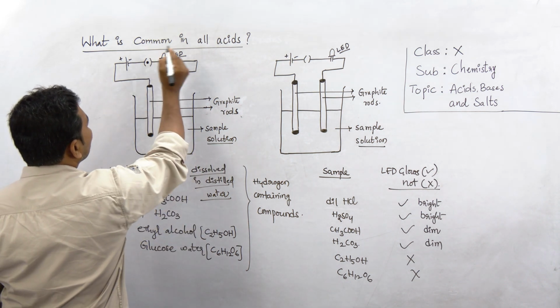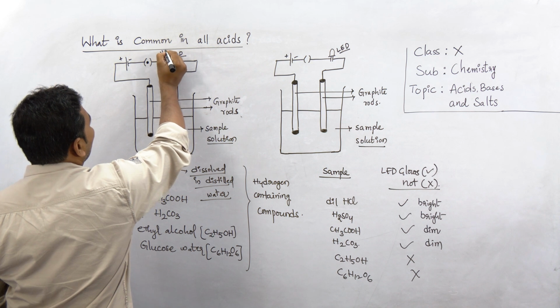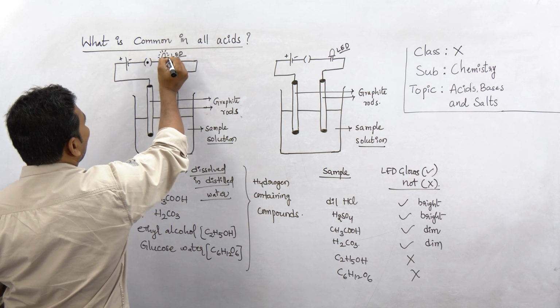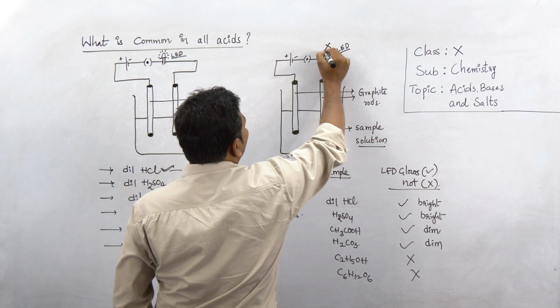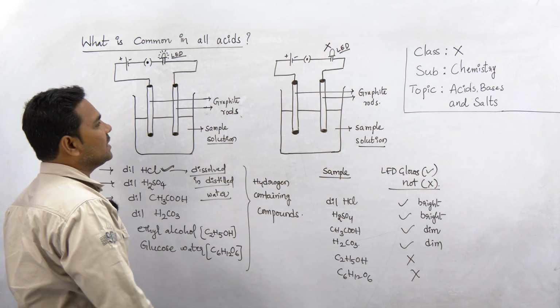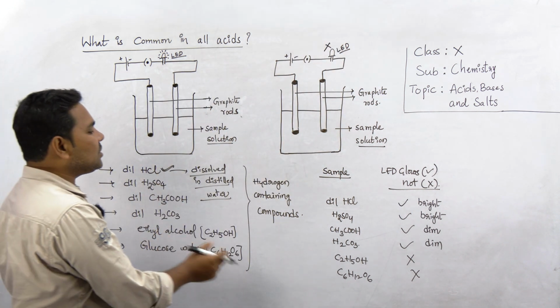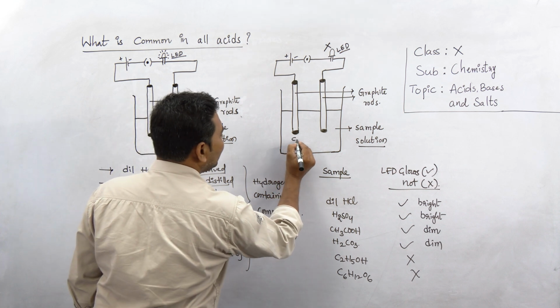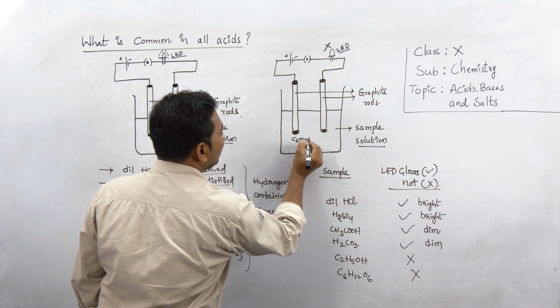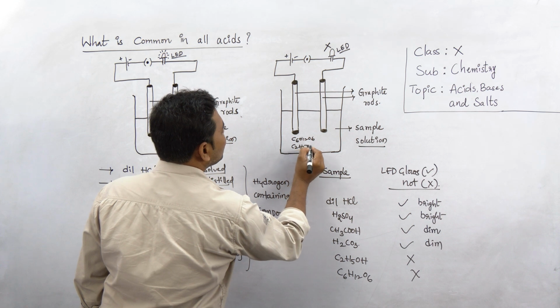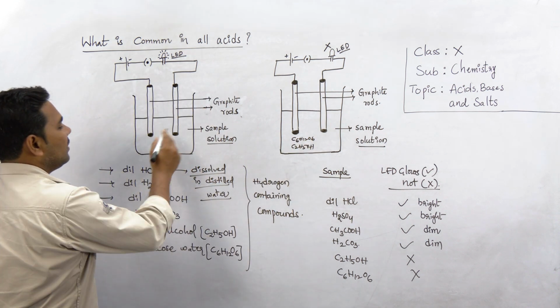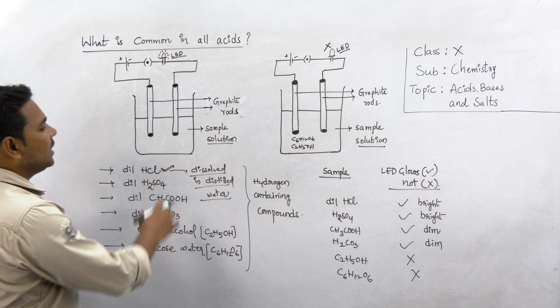In this case I write that the LED is glowing, right? And in this case, when the switch is closed, the LED is not glowing. In which case is it not glowing? If I take glucose, C6H12O6, or ethyl alcohol, C2H5OH, it is not glowing, whereas with the rest of the acid solutions, it is glowing.